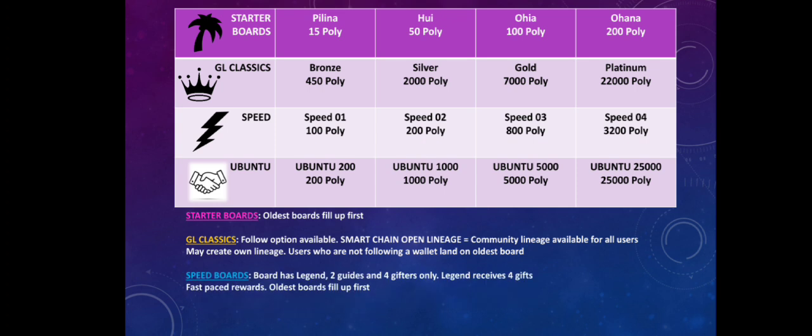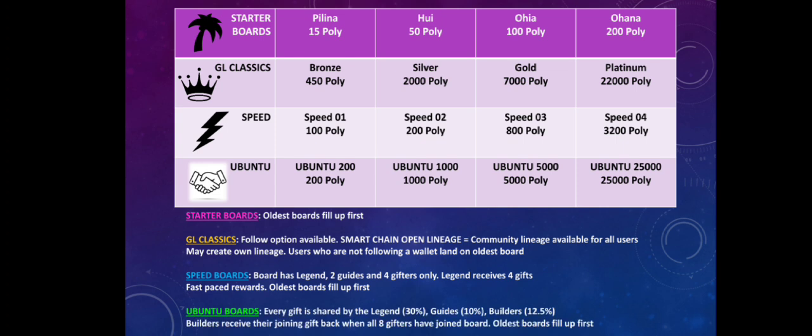The speed boards are innovative. These boards have a legend, 2 guides, and 4 gifters only. There are no builder positions. So there are only 7 people on the board. The legend will receive 4 gifts. The speed boards have been designed for fast-paced rewards, and again, oldest boards fill up first.